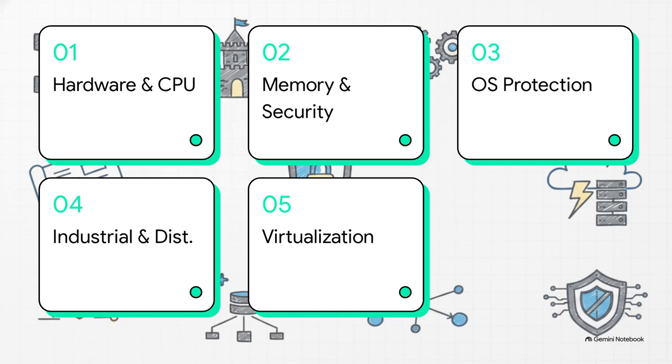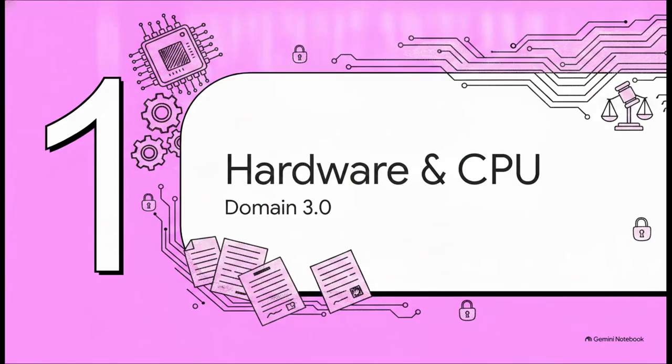Here's our roadmap for today's explainer. 1. Hardware and CPU execution. 2. Memory types and security. 3. OS protection mechanisms. 4. Industrial and distributed systems. And 5. Virtualization and modern architecture.